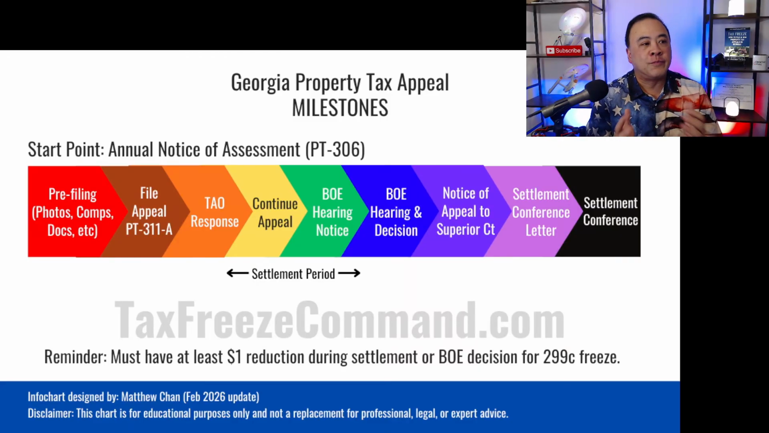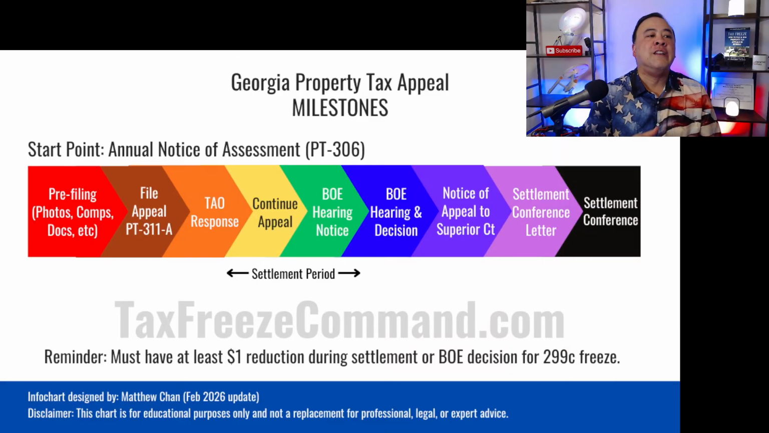So from the left, basically when you get your notice of assessment, you have pre-filing homework. You have to assemble your photos, your comps, documents, generally your evidence of what you're going to submit for your appeal. Then you file your appeal using the PT-311-A form. You wait for a TAL response, which is short for Tax Assessor's Office. And then at that point, if they respond to you, you will continue the appeal. From there, you get a BOE hearing notice informing you of when this will happen so you can prepare. Then you attend the BOE hearing, and then you get a decision.